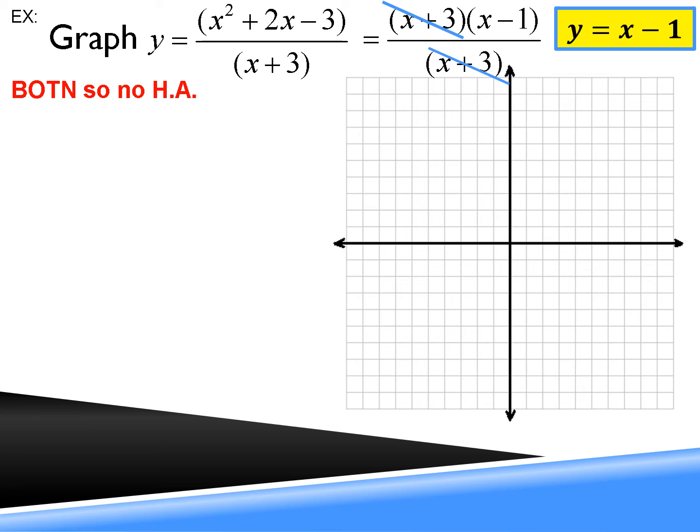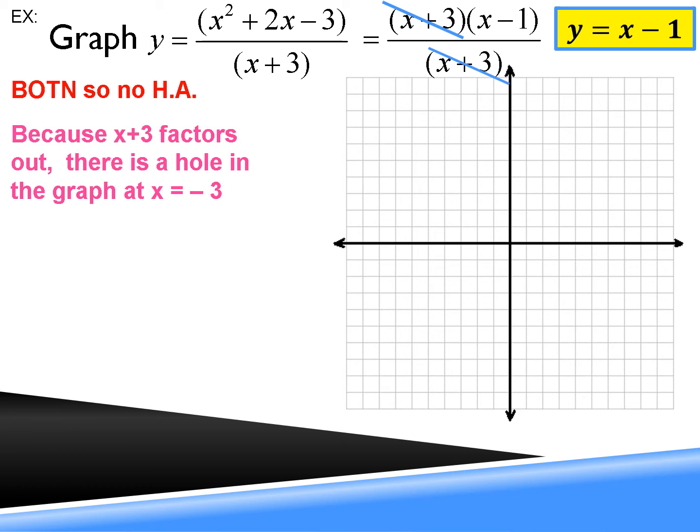That's really critical that you write that simplified function. So now we're going to take x plus 3 and set it equal to 0. So x equals -3. But then you remember, the x is -3, but I've got to find the y. So I'm going to do -3 minus 1 and get -4. So the coordinate of the hole is at -3, -4.